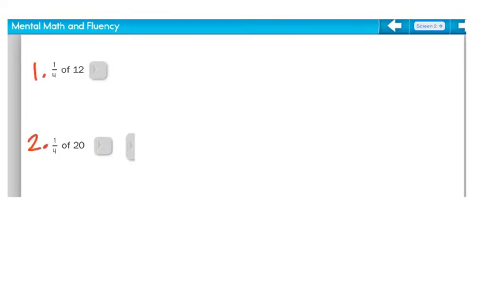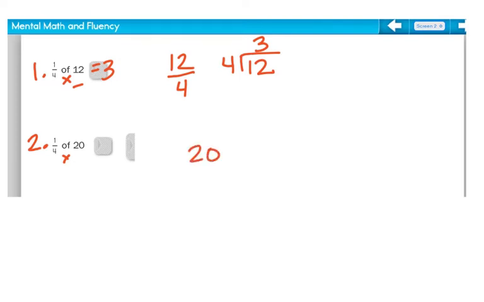These are all whole numbers right now. So 1/4 of 12, 1/4 of 20. So 4 times 3 would be 12. Another way to say this is 12 fours. And how many fours are there in 12? There are 3. 1/4 of 20, or dividing 20 by 4, is 5.